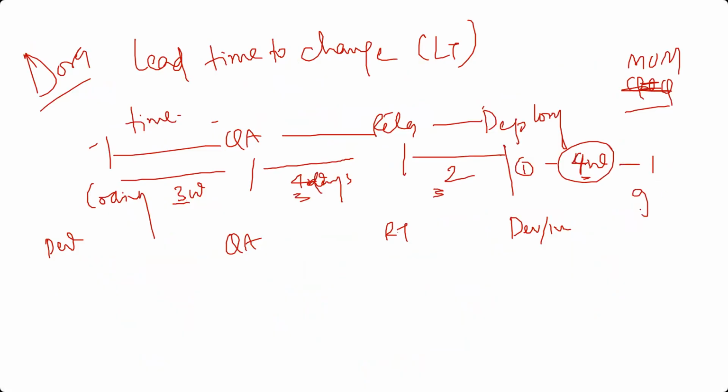So the health of the product is good because you are deploying month on month in 4 weeks, which is a good time. But if your coding happens at 9 a.m.